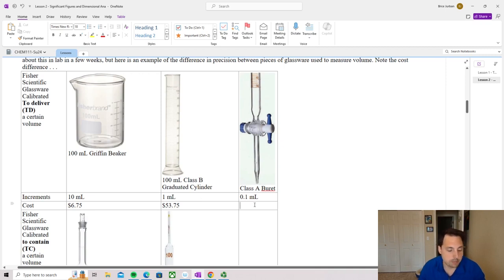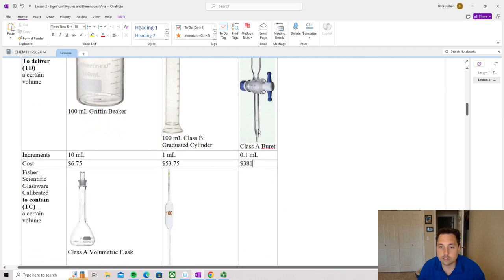And then the Class A burette is, you want to make a guess? See how much you think it is? So if you said $530, you're a little high, but it's $381 for a single burette. And these are very delicate instruments, so you want to be careful because this jet here at the very bottom can break really easily, and then you're left with a useless burette.